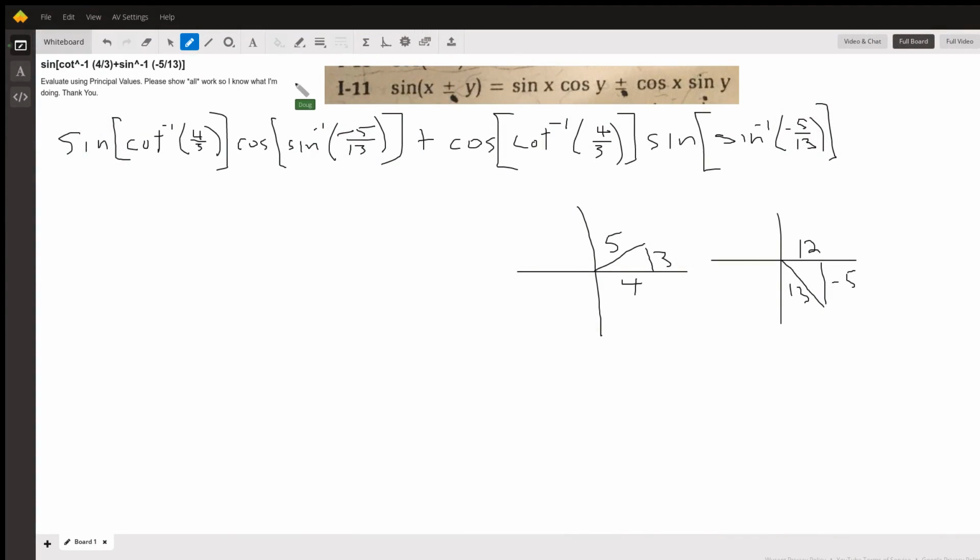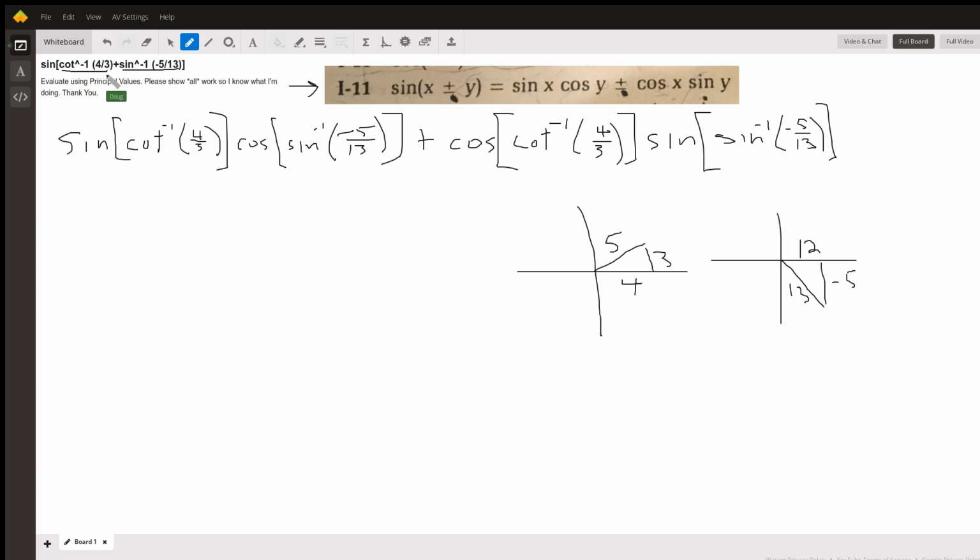Okay, here's the trig identity that we'll be using right here. The sine of the sum of two angles, x plus y, is equal to the sine of the first times the cosine of the second plus the cosine of the first times the sine of the second. The inverse cotangent of 4/3 and inverse sine of negative 5/13 are just angles. They represent the x and the y in this identity.